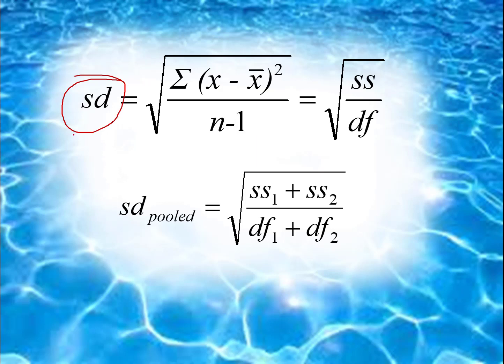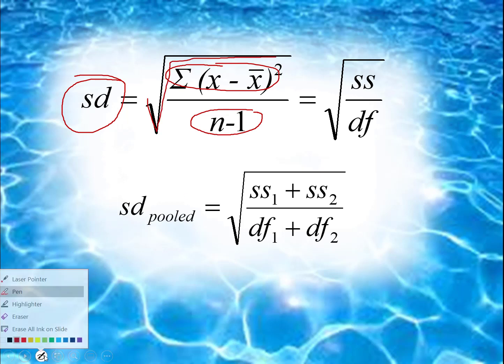This is the same formula we looked at in Unit 1 when I gave you the formula for a standard deviation. We take the sum of squares, the sum of x minus x bar squared, and we divide that by n minus 1, which is our degrees of freedom, and then we take the square root, and that's our standard deviation. That's just a review of what we talked about before.